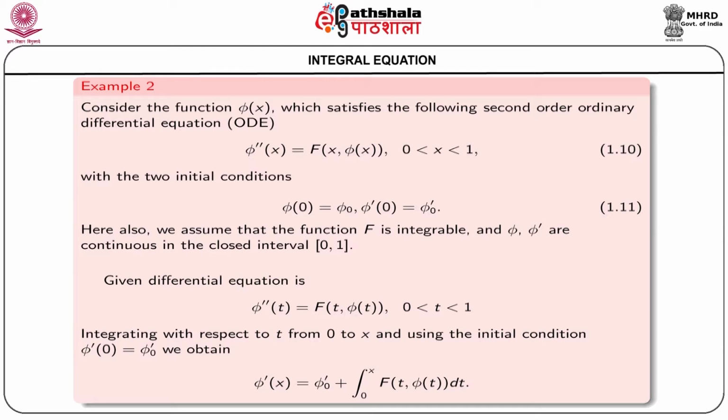Phi at x equal to 0 is phi naught, and phi dash at x equal to 0 is phi naught dash. Here I must mention that dash represents derivative with respect to x. Here also we assume that capital F is integrable and phi dash are continuous in the closed interval 0, 1.